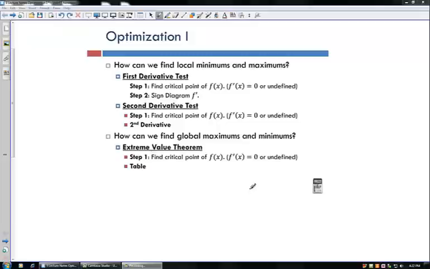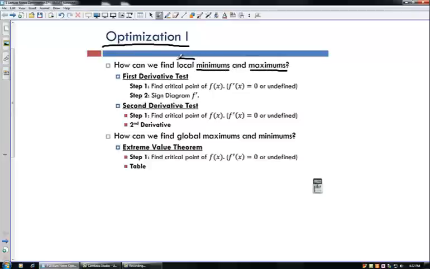Today's lecture is on optimization, part 1. So the idea behind optimization is to find, in some sense, the most optimal value. When we're talking about functions, this typically means finding either the minimum or the maximum values.